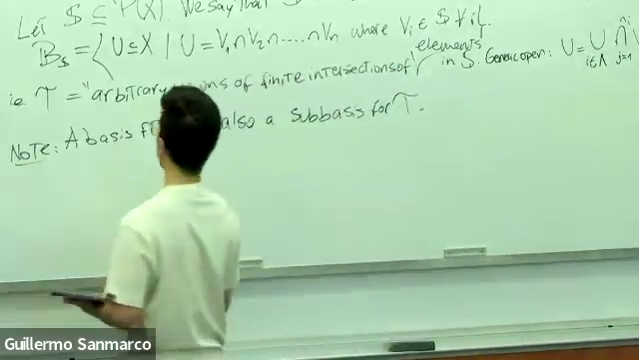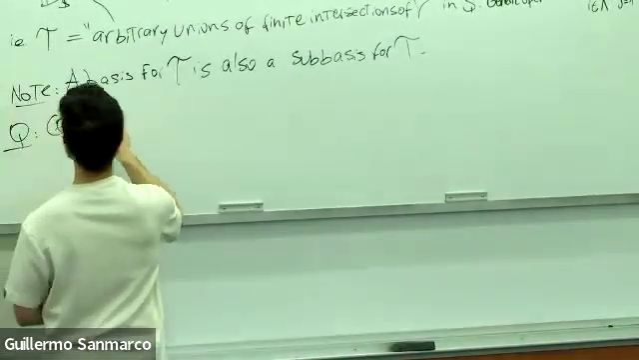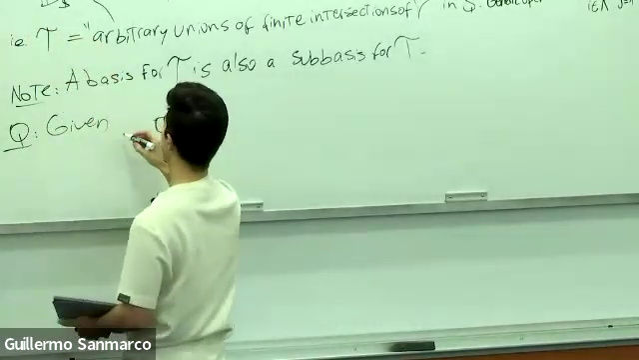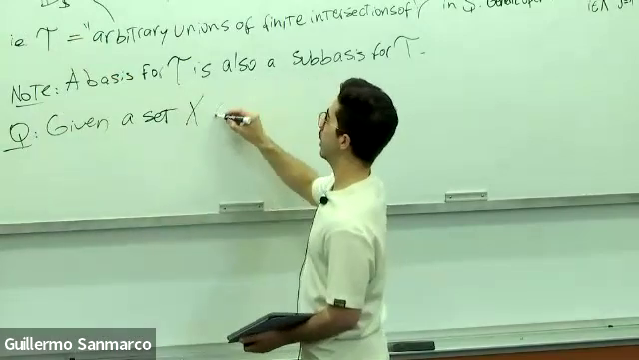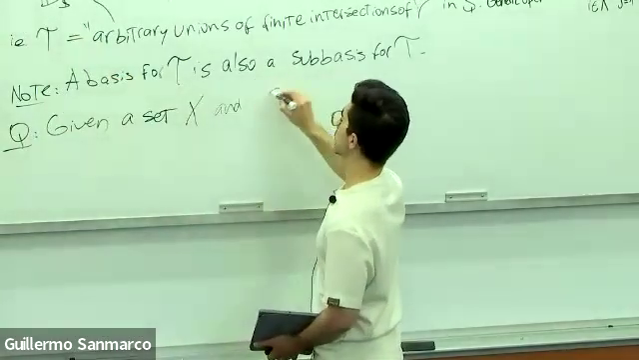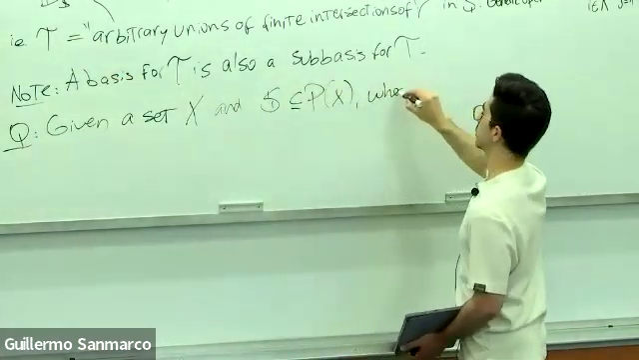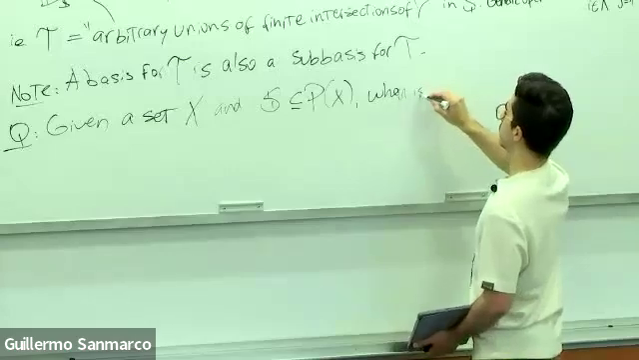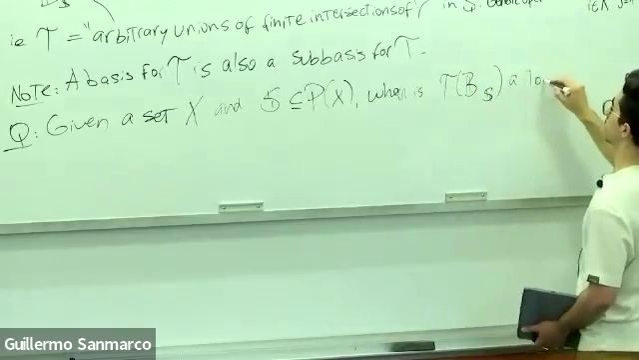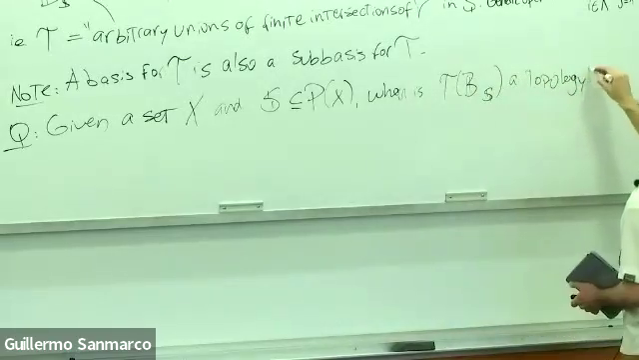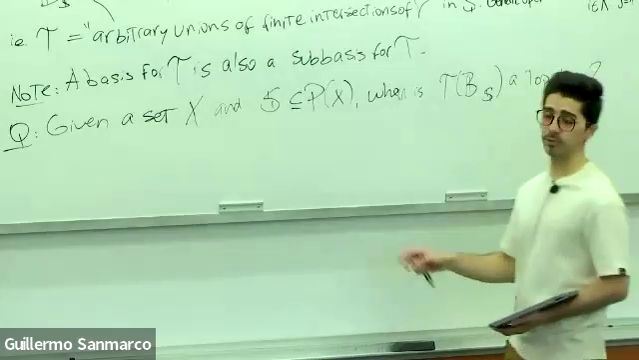The question now that I need to introduce is, given a set X with no topology and a collection of subsets, when is this T of B of S a topology? Absolutely natural question. Just keep doing what we're doing.